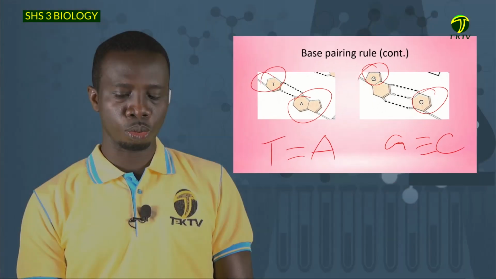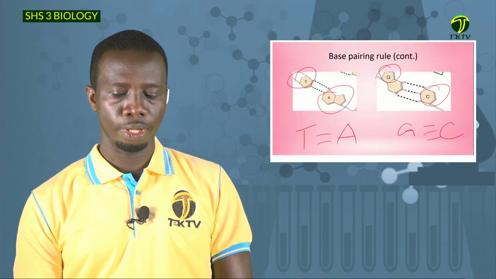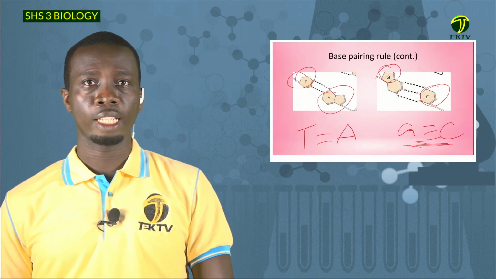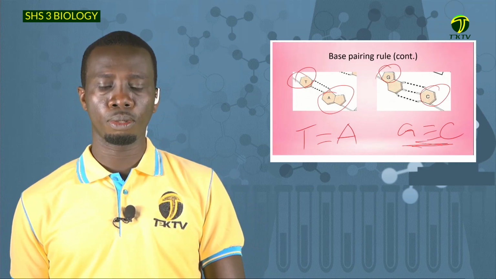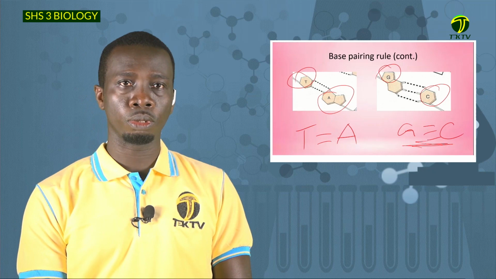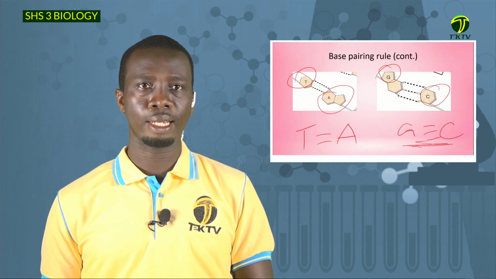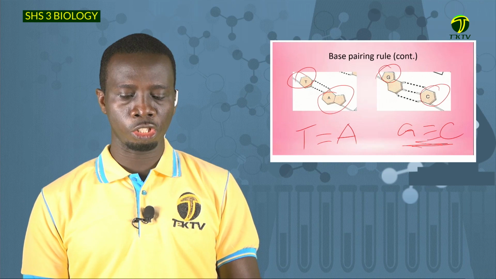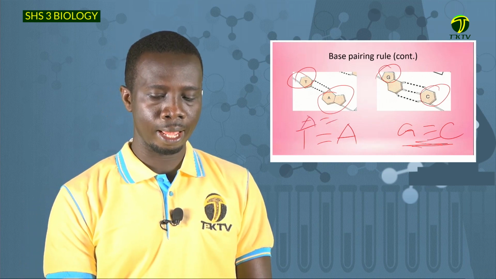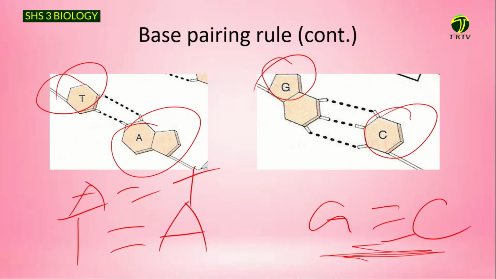Remembering that the bond also is triple here, that's between G and C. A triple bond here, then a double bond there between thymine and adenine. Remember, the orientation can change. It can be adenine and thymine, it doesn't matter. It can also be cytosine and guanine, it doesn't matter. But remember, the bond is triple between cytosine and guanine, then double between adenine and thymine.